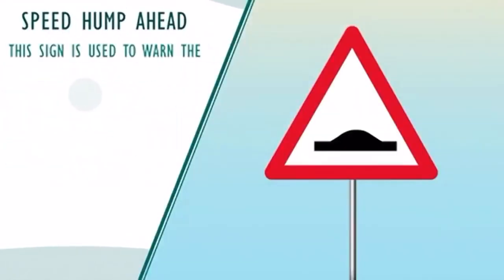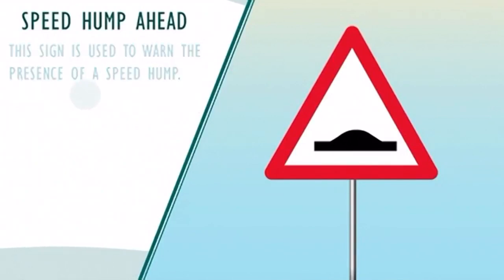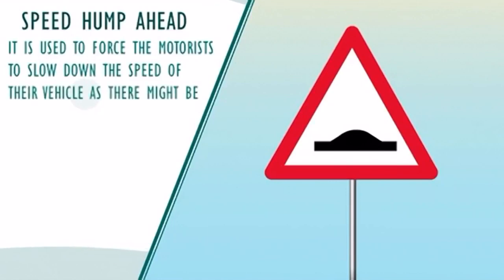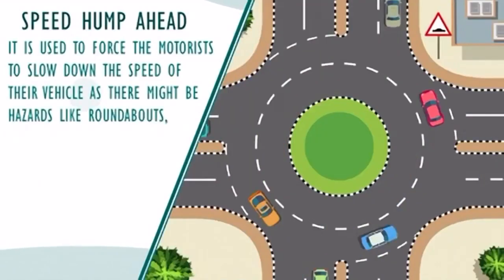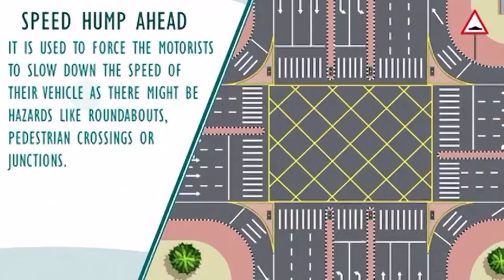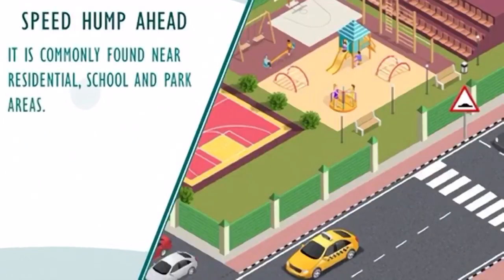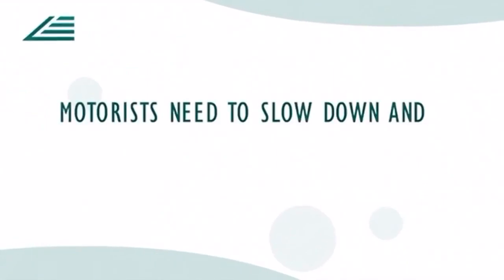This sign is used to warn the presence of a speed hump. It is used to force the motorists to slow down the speed of their vehicle, as there may be hazards like roundabouts, pedestrian crossings, or junctions. It is commonly found near residential, school, and park areas. Motorists need to slow down and cross the speed humps slowly.